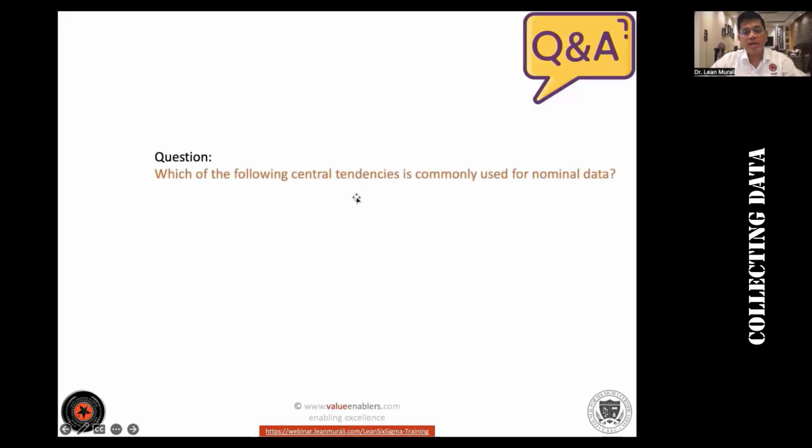Okay, the last question I guess for today: the central tendency that is most commonly used for nominal data is what? Okay, let's see whether you remember nominal data now. Yes, that's the mode.